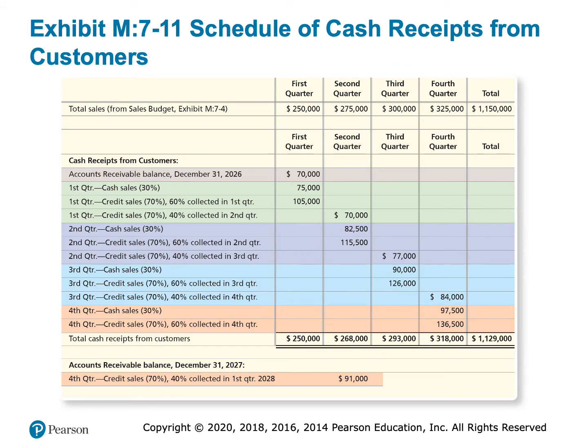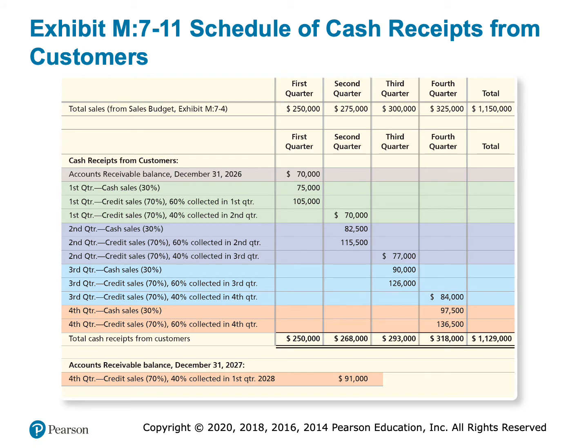So then total of quarter three is quarter three's cash sales, quarter three's 60% of credit sales, and then quarter two's 40% of credit sales, for a total of 293. So now let's look at quarter four. We expect cash sales to be 30% of the 325,000 of total sales, or 97.5.